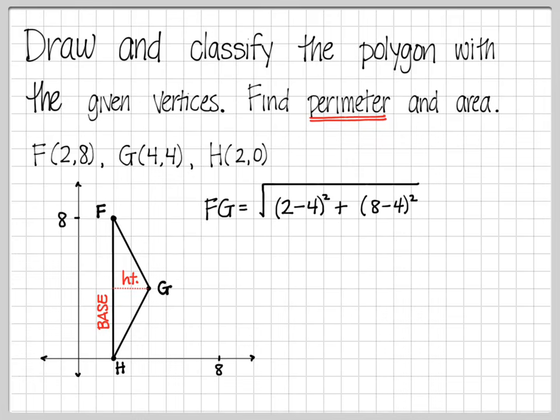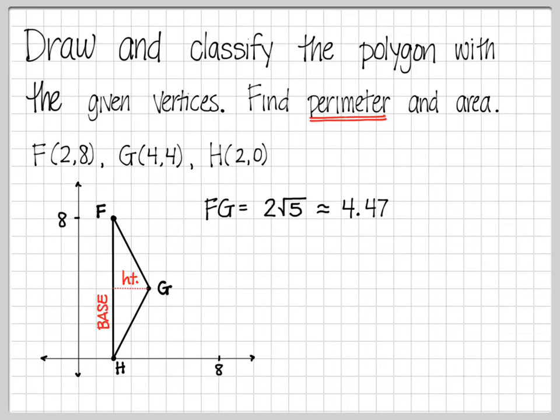To find the measure of the length from F to G, we take the square root of the sum of the squares of the differences of the x's and the y's. Subtract your x's and square it, add that to the difference of your y's squared. And we get negative 2 squared plus 4 squared, which is 4 plus 16, which is the square root of 20, which reduces to 2 root 5. And we're going to also write the decimal approximation for that. We want both the exact and the approximate for each one of these.